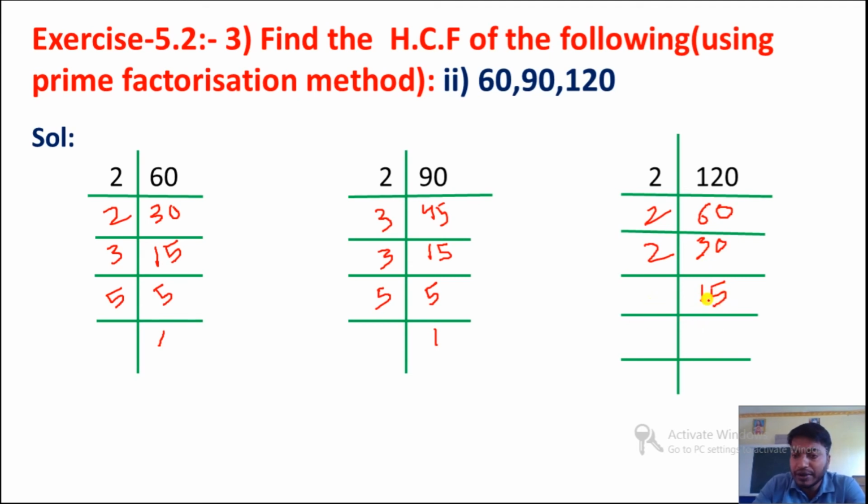Okay, now here we have 15, so we cannot divide by 2 because this is not an even number, so we will go for the next prime number, and the next prime number is 3, and by 3 we can easily divide, so 3 5s are 15. Now here we have 5, which we cannot divide by 3, so we will go for the next prime number, and the next prime number is 5. How many times will it go? 1 time. Clear? So this is the prime factorization of 120. Clear to you?